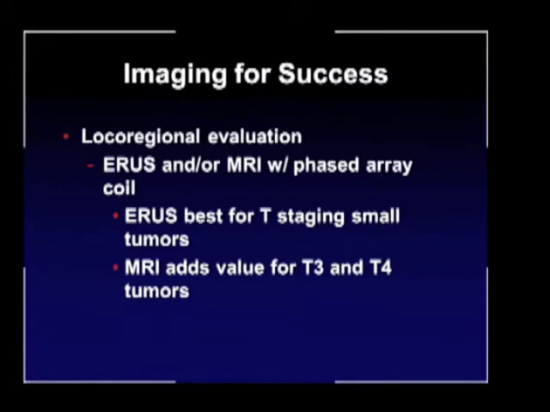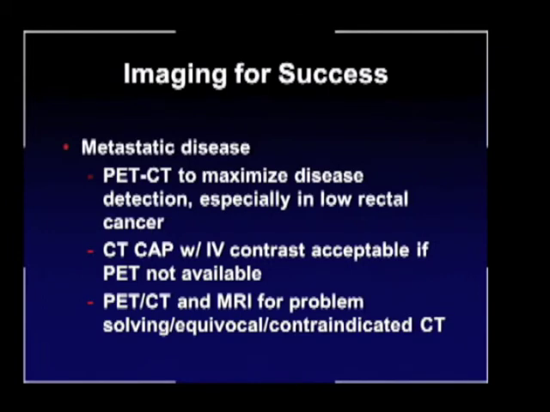So in summary, endorectal ultrasound and MRI with phased array coil are complementary tests. Endorectal ultrasound is the best for T staging, particularly small tumors, meaning T1, T2, and small T3 tumors. But MRI adds value for more precise prognosis based on its greater field of view, ability to visualize the mesorectal fascia and other pelvic organs. For metastatic disease, PET-CT is going to maximize disease detection and possibly change management, and should probably be used, especially in patients with low rectal cancer.